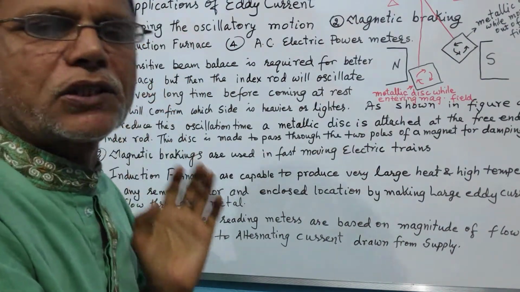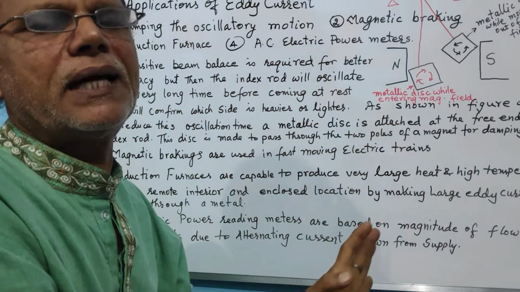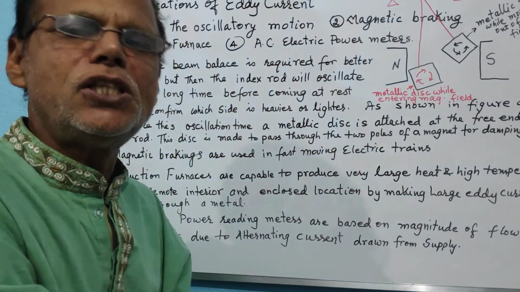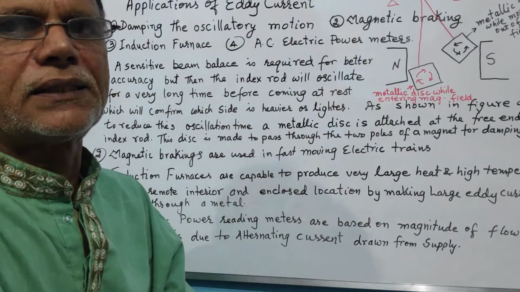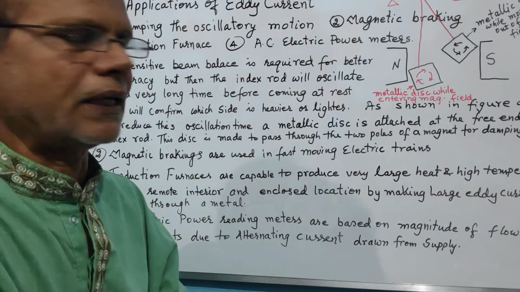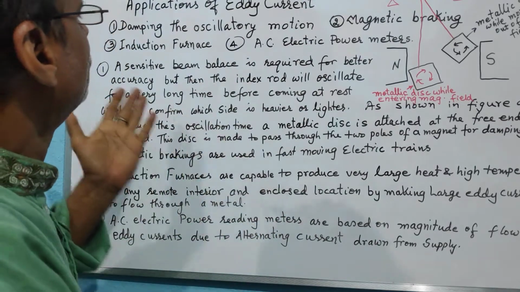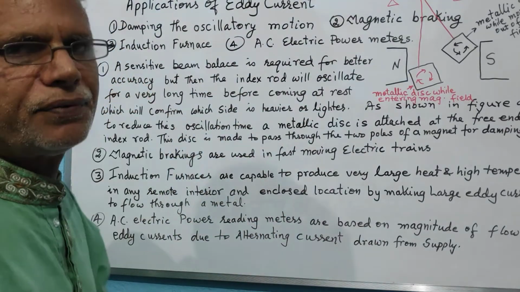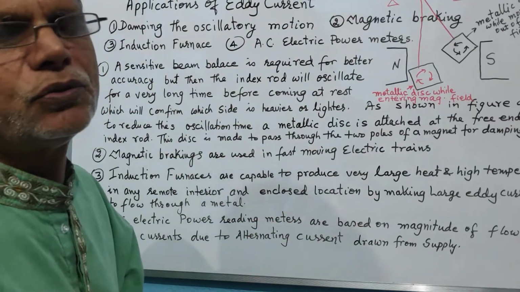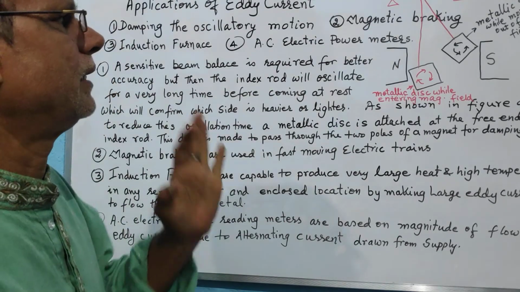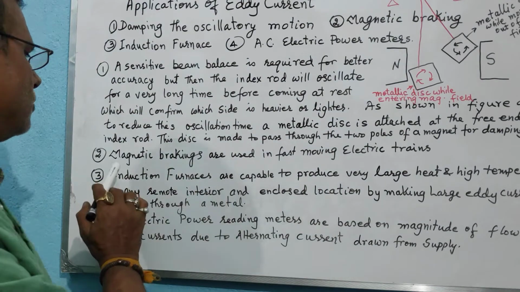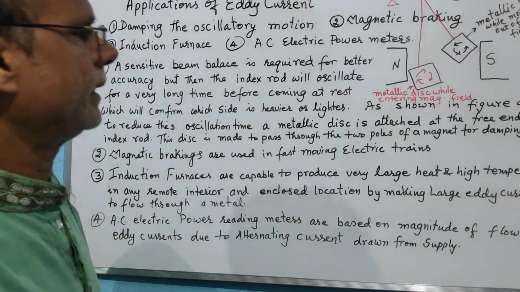So each time the sheet crosses the magnetic poles, its speed is slowed down, and finally it comes to rest in no time. That way we have done the damping of oscillatory motion, and this has a great many applications in similar devices. Now we talk about the second application, magnetic braking.